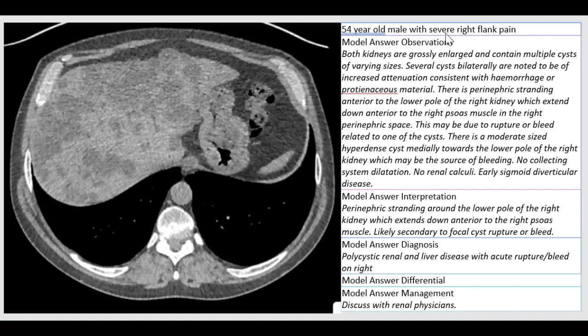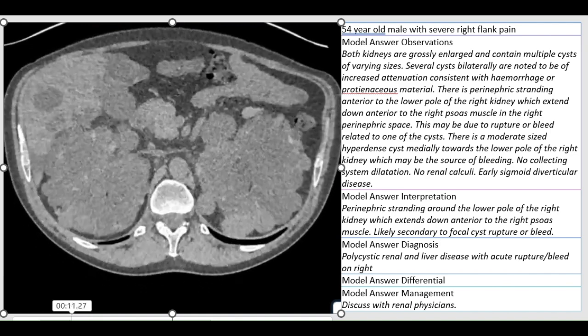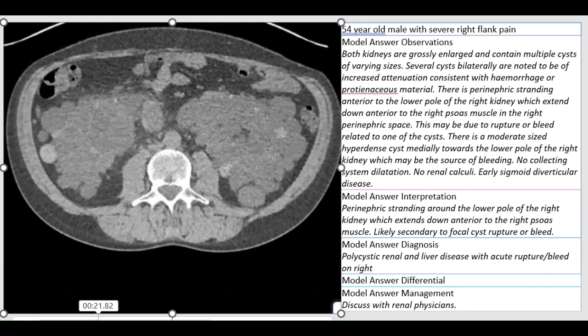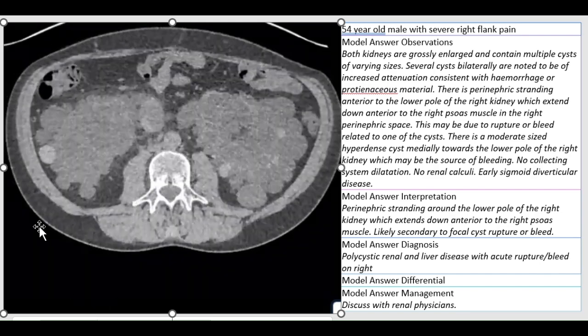54-year-old male with right flank pain. This is a CT scan of the abdomen and the pelvis. Both kidneys are enlarged and contain or are replaced by multiple cysts of variable sizes. Can you see the multiple cysts of variable sizes?